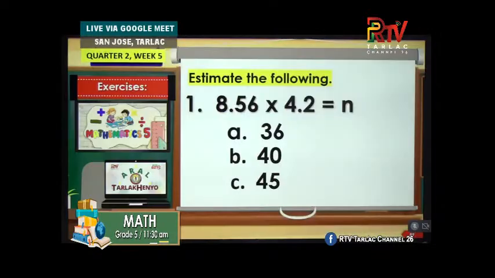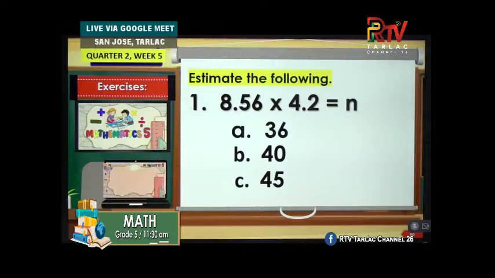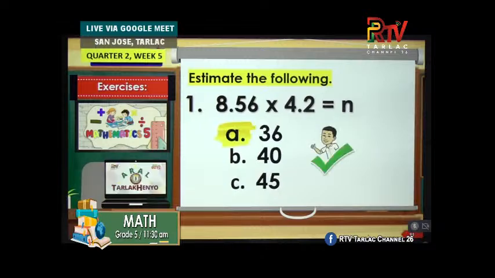Estimate the following. Number 1. 8 and 56 hundredths times 4 and 2 tenths is equal to A, 36, B, 40, C, 45. 10 seconds for you kids. Time is up. What is your answer? Correct. The answer is A, 36.